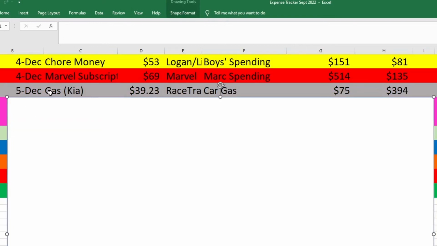So on the fifth, Mark got gas for the car that he drives. So that was $39.23 out of our car gas fund. So we spent a total of $75 now on gas, and we have $394 remaining.